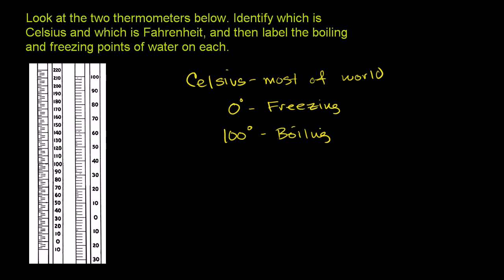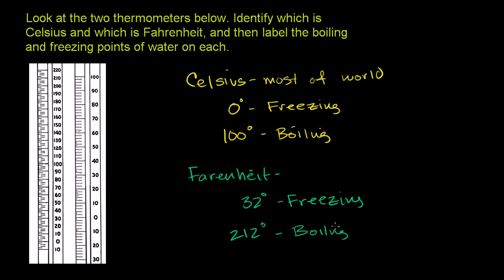Now, on the Fahrenheit scale, which is used mainly in the United States, the freezing point of water is 32 degrees. 32 degrees is freezing. And boiling of water is 212 degrees.